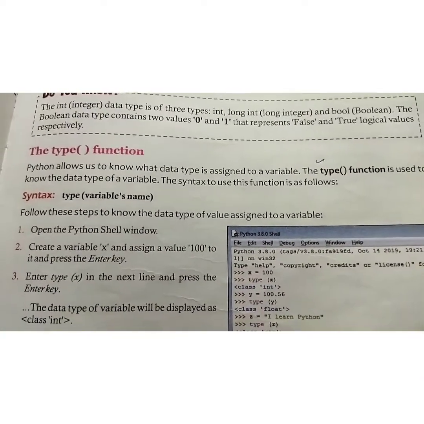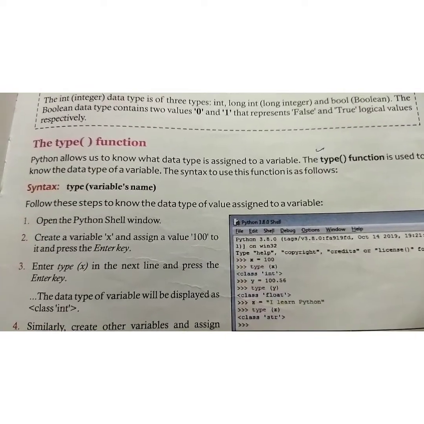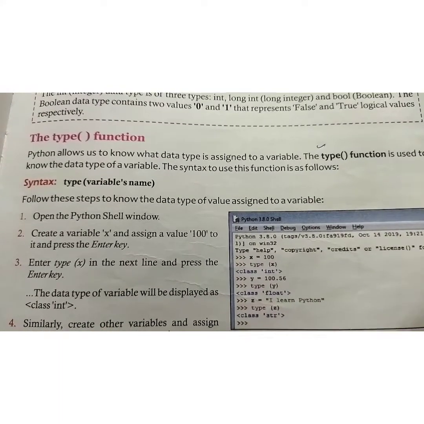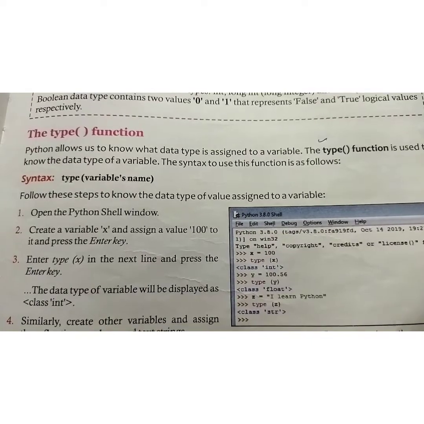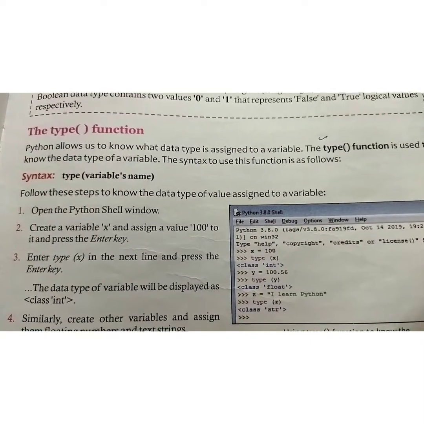Python allows us to know what data type is assigned to a variable. The type function is used to know the data type of a variable. The syntax to use this function is as follows: type(variable name). Follow these steps to know the data type of a value assigned to a variable.